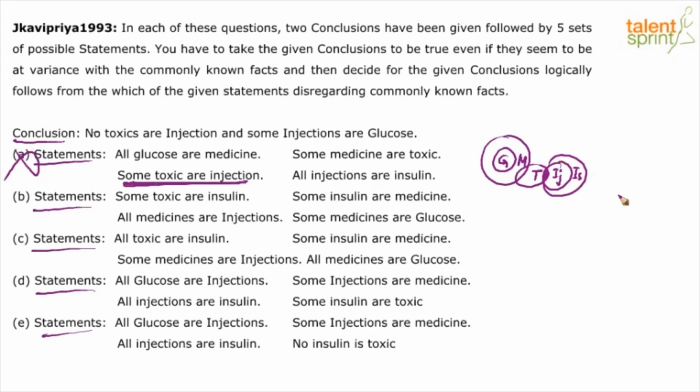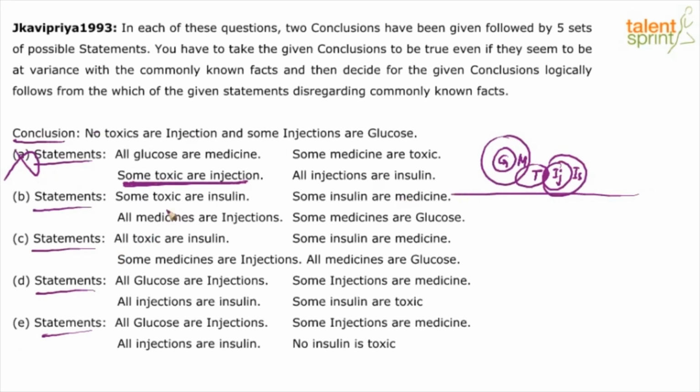Similarly, see in the second one if you have got something. I mean, first before drawing the diagram, we know the conclusions are no toxics are injection, some injections are glucose. So it will be hard to verify using some injections are glucose, but no toxics are injection. No, there is nothing directly given between toxics and injection. So let us draw the diagram for the second one.